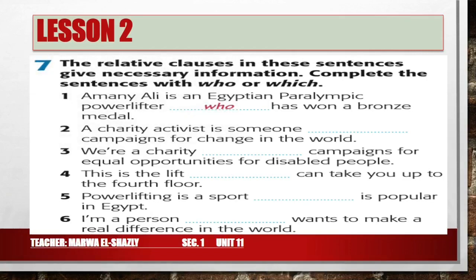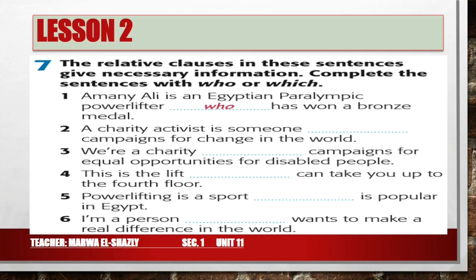Exercise 7. The relative clause in these sentences gives necessary information. Complete the sentences with who or which. 1 is done for you. Ali is an Egyptian Paralympic powerlifter who has won a bronze medal. So here notice the usage of who because it refers to Amani Ali, and in other words, the powerlifter.